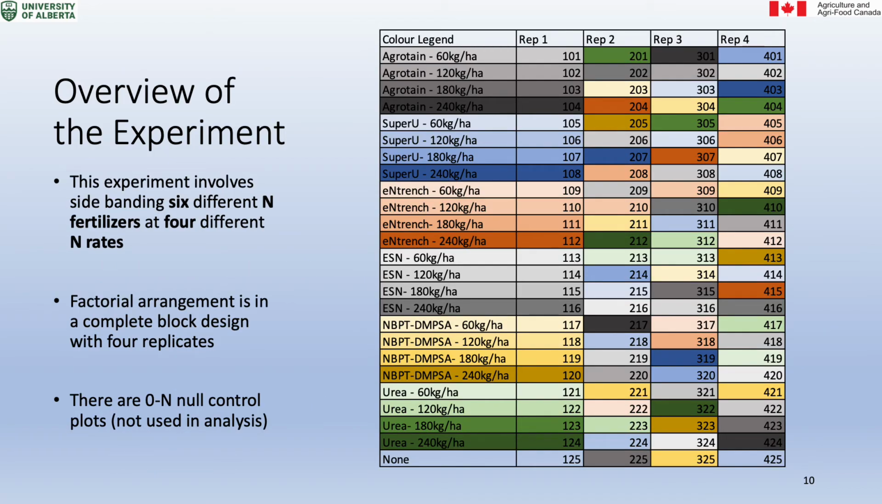To put it succinctly, this experiment involves side banding 6 different nitrogen fertilizers at 4 different nitrogen rates. It's a factorial arrangement in a randomized complete block design with 4 replicates, and we also have 0 nitrogen control plots, but they're not used in my analysis.